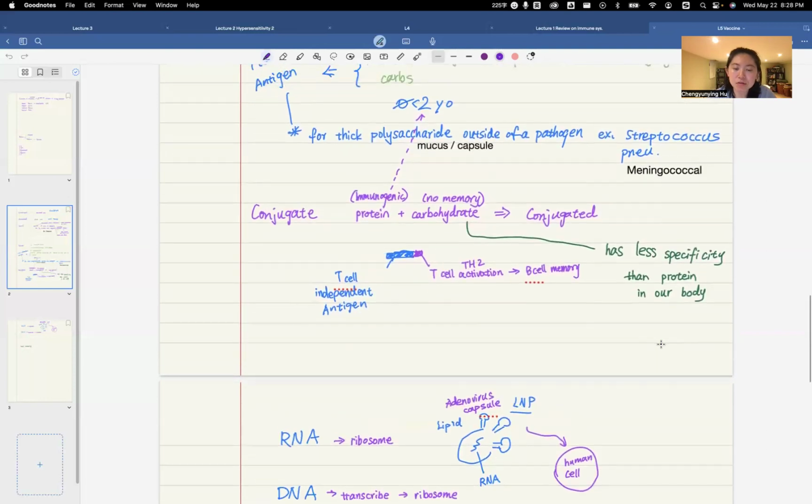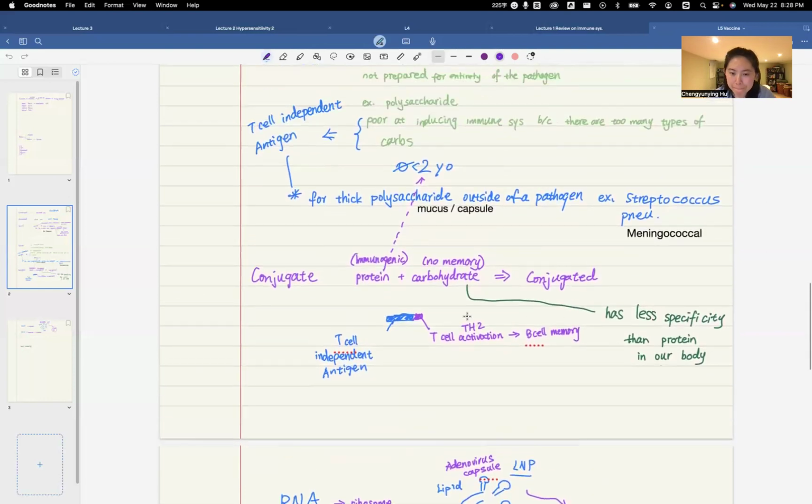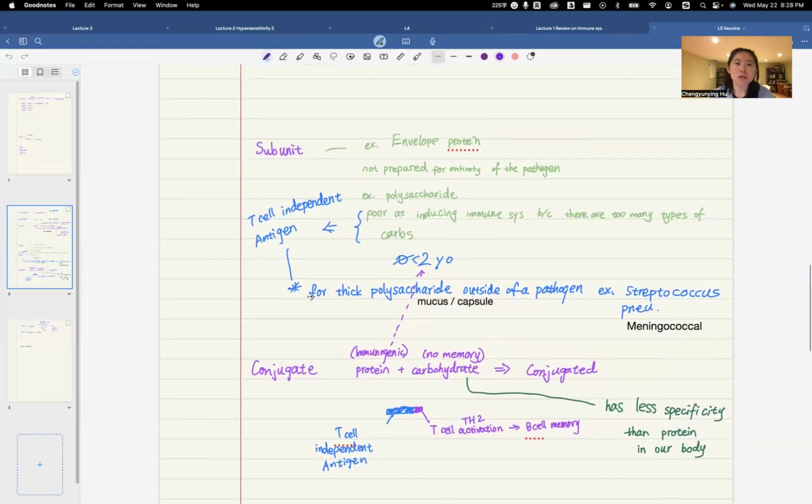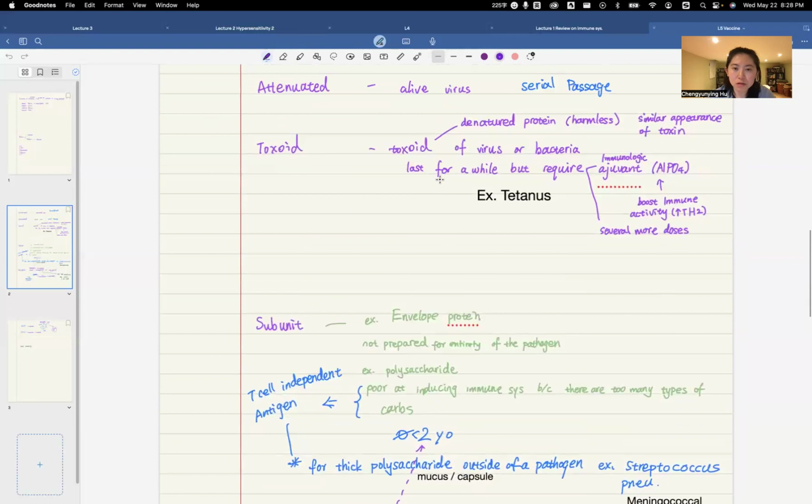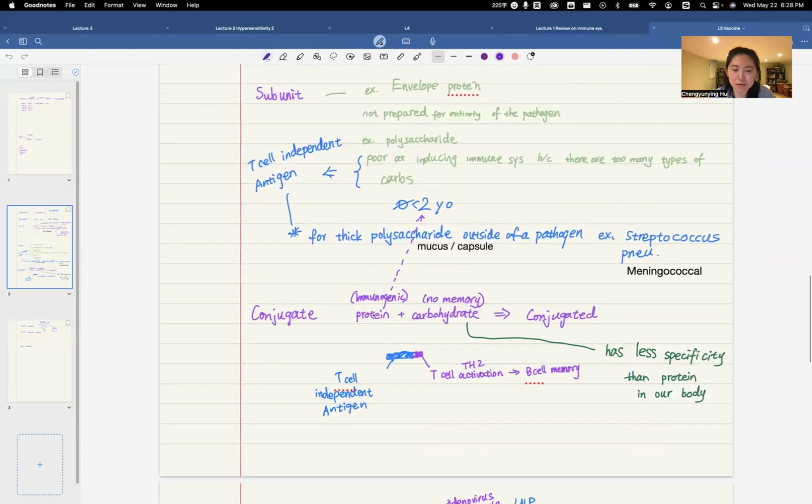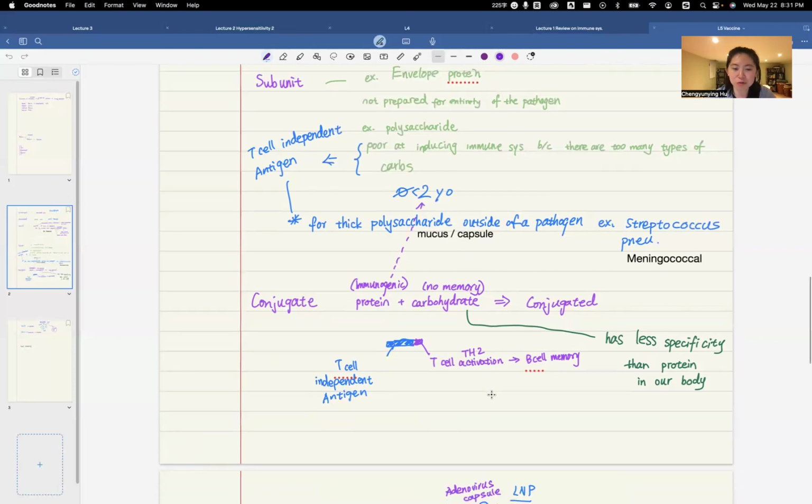Next is conjugate. Okay, so the toxoid is using adjuvant as a boost. And here we have conjugate to boost the carbohydrate. So because carbohydrate is poor at inducing immune system, we add protein to it. So that makes a conjugated vaccine. Yep, that's it of what you need to know.